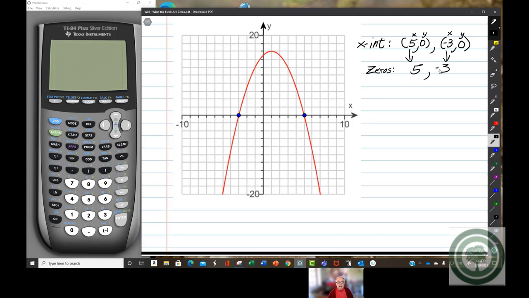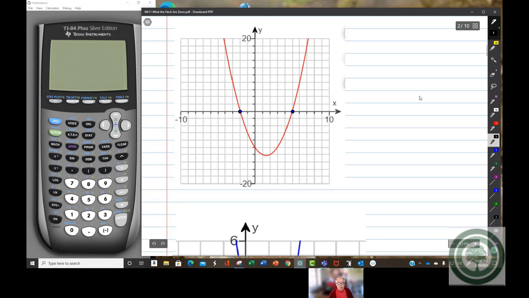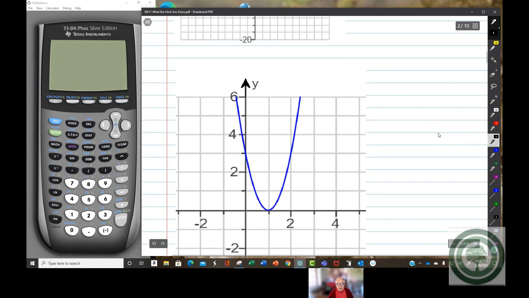So visually, that's most of the time what zeros are going to be. Here the x-intercepts are (-2, 0) and 1, 2, 3, 4, 5, (5, 0). Those are the x-intercepts. Let me write x-int. And the zeros are -2 and 5. So that would be how you would answer these.